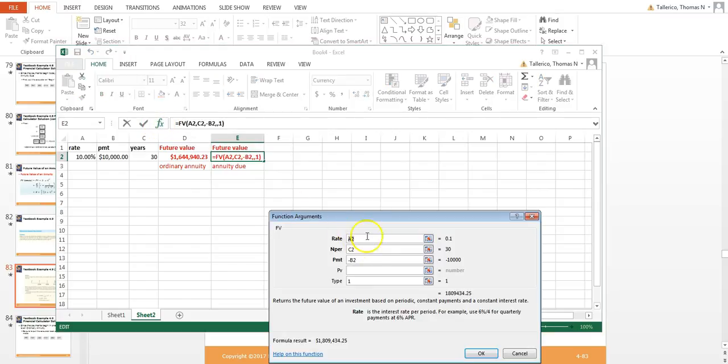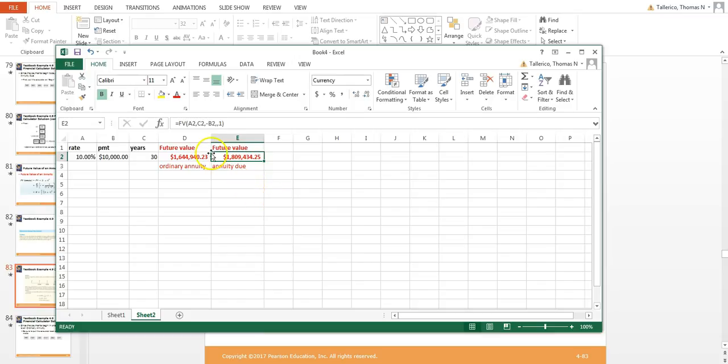And you can clearly see everything is exactly the same. The only change I made was in the type box, I put a 1. As we mentioned earlier, when we talked about present value, rate is the interest rate per period. I'm sorry, hold on. Type is a value representing the timing of payment. Payment at the beginning of the period is 1, payment at the end of the period is 0. So this is called an annuity due, and as you can see, it does accumulate more money.